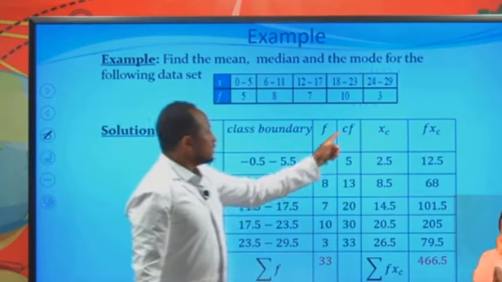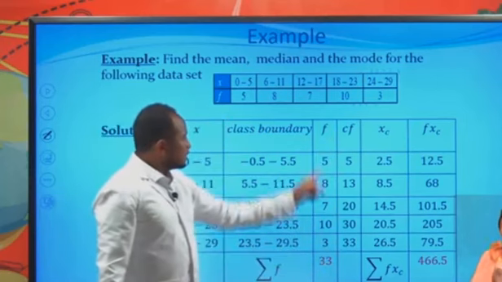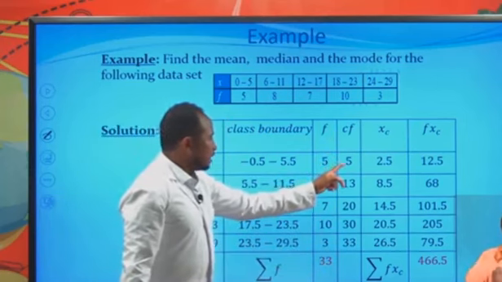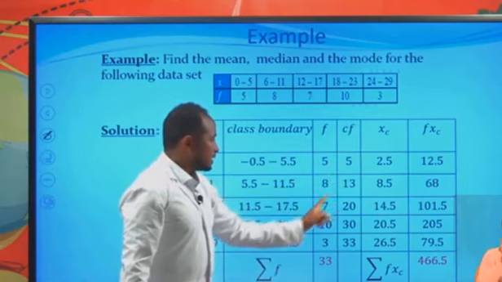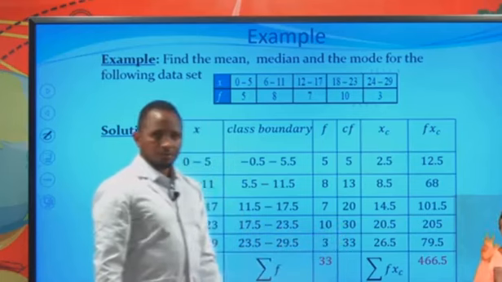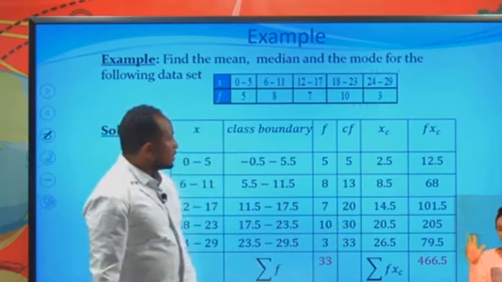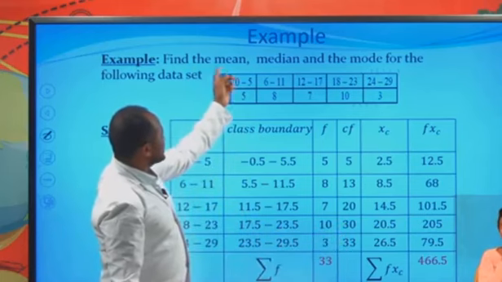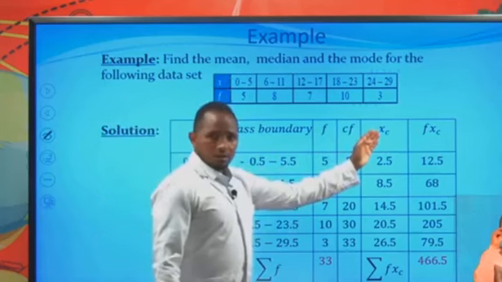And we need to find also cumulative frequency. Cumulative frequency: 5 plus 8 is 13, 13 plus 7 is 20, 20 plus 10 is 30, 30 plus 3 is 33. And since we need to calculate the mean, we need to find XC.